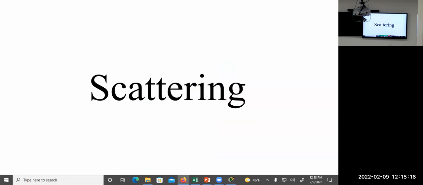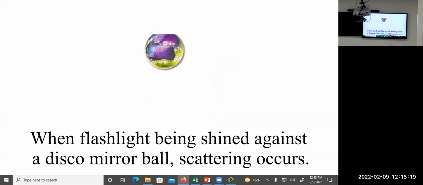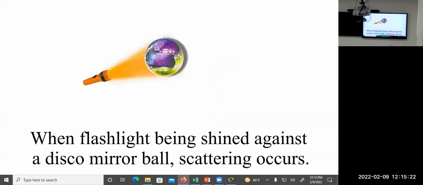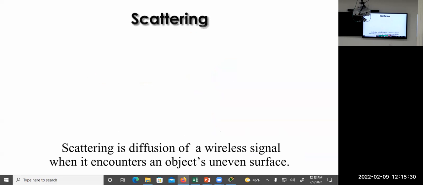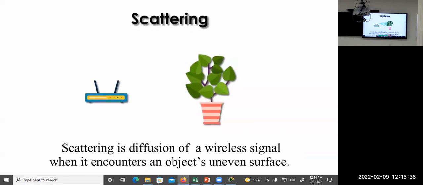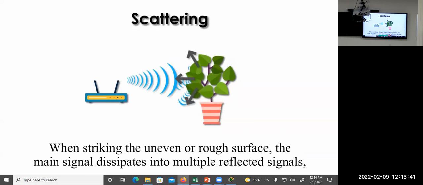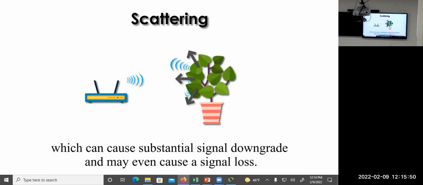Scattering. When a flashlight is shined against a disco mirror ball, scattering occurs. The same is true for wireless signal. Scattering is diffusion of wireless signal when it encounters an object with an uneven surface. When striking an uneven or rough surface, the signal dissipates into multiple reflected signals, which can cause substantial signal downgrade and may even cause a signal loss.